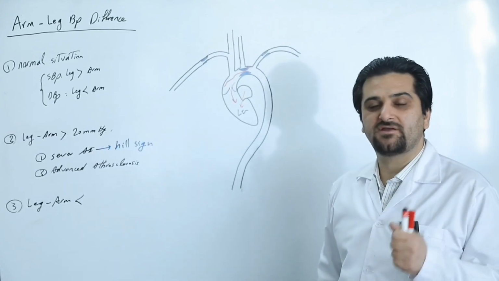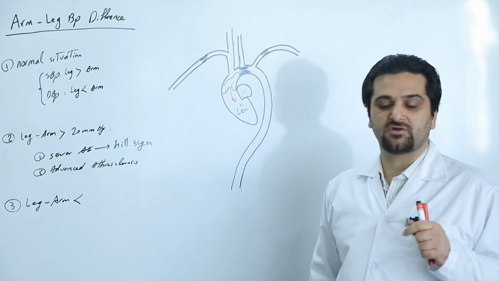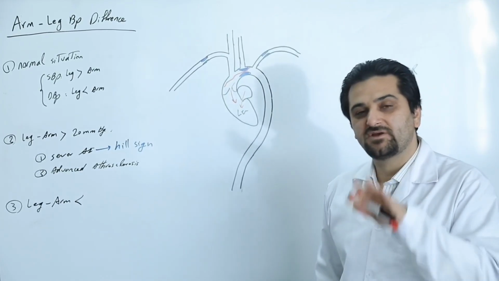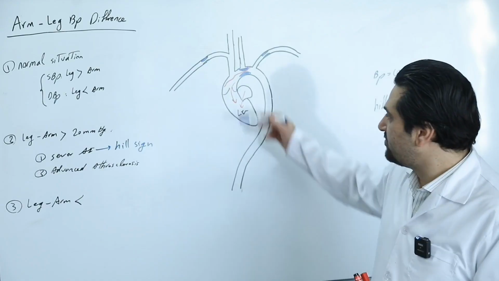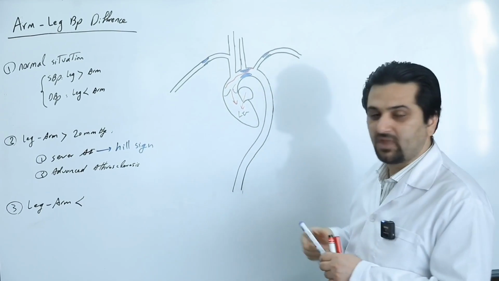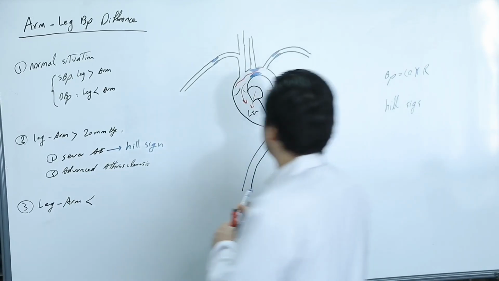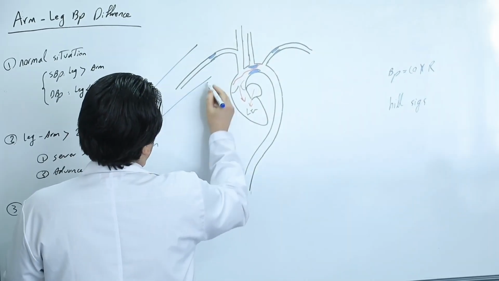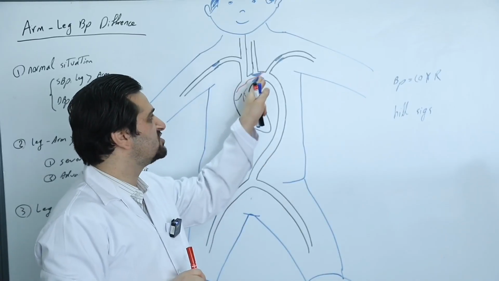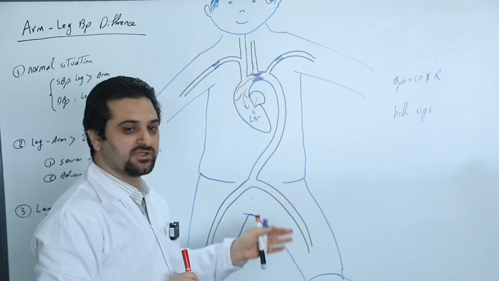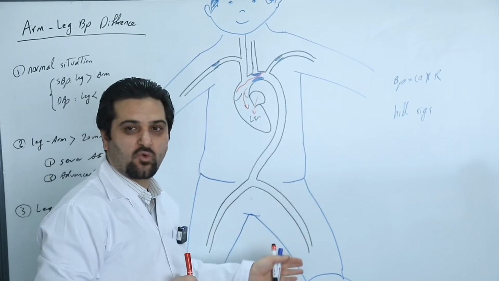So what could cause the opposite to happen? That is, what could cause the blood pressure in the lower limbs or legs to be lower than in the upper limbs? What could cause that? Anything that causes a narrowing in the pathway after the left subclavian artery. Imagine this scenario. As we said, in these groups of patients, any factor that causes a narrowing in the arterial system after the left subclavian artery will lead to a drop in blood pressure in the lower limbs.